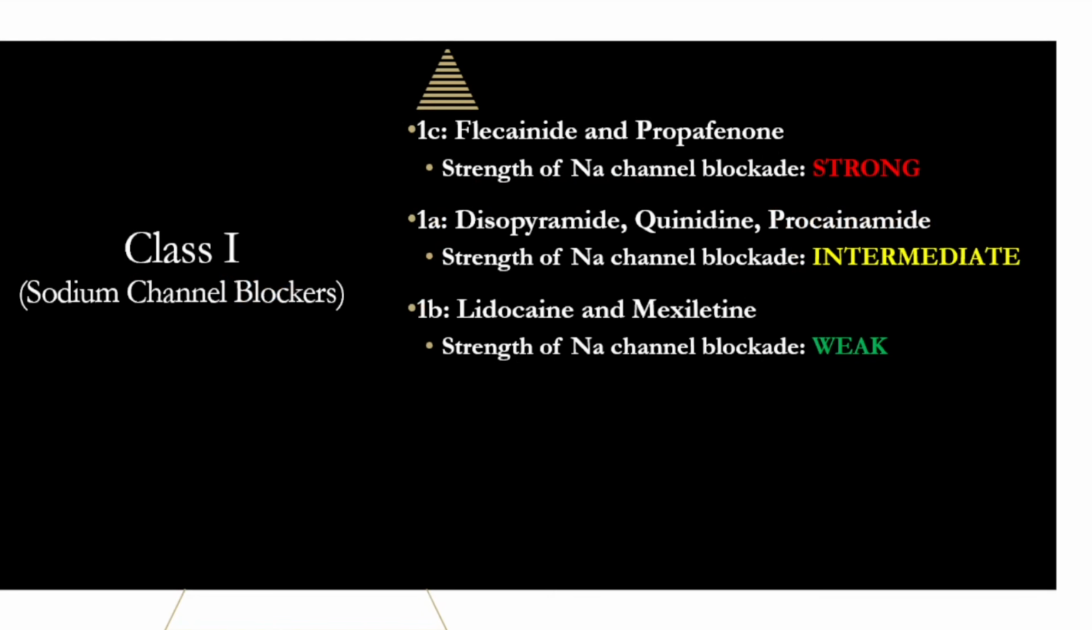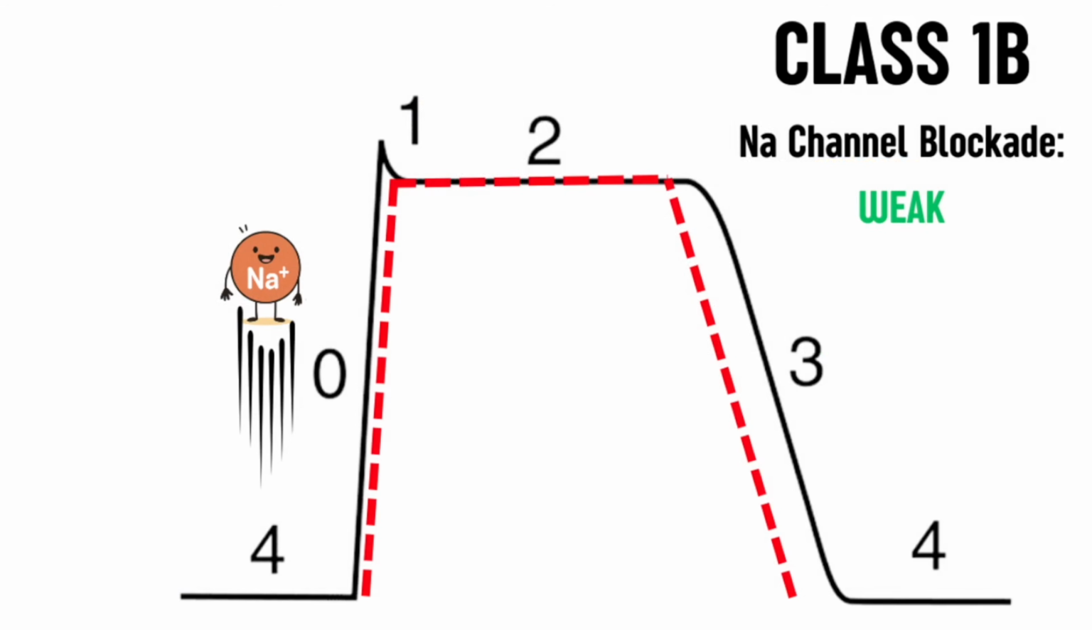And then finally, class 1B drugs, they bind and release quickly, so their effect on phase 0 upstroke is minimal. They also decrease the refractory period a bit, which can shorten the action potential duration.